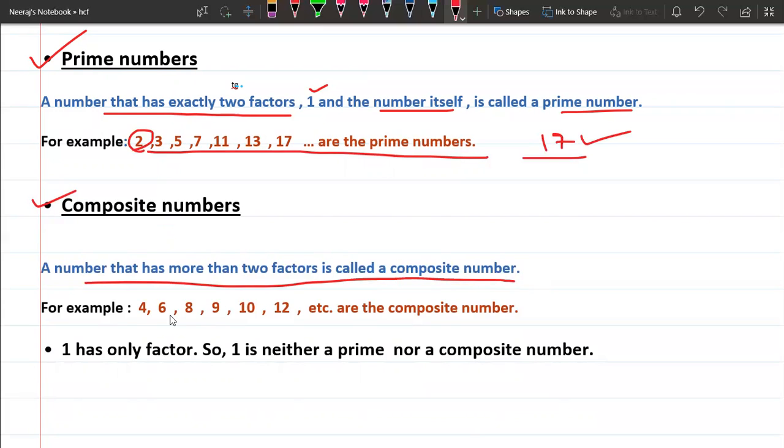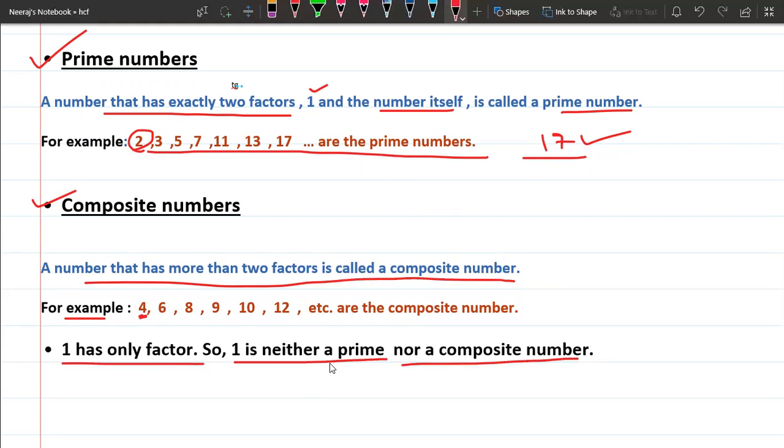Now, let's take an example. Composite numbers start from the digit 4. Why? Because if we talk about the number 1, 1 has only one factor. So we cannot split 1 in two parts because it is only 1 and it has 1 factor. So we can say that 1 is neither a prime nor a composite number.